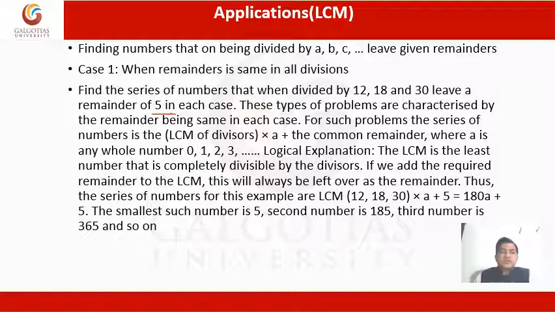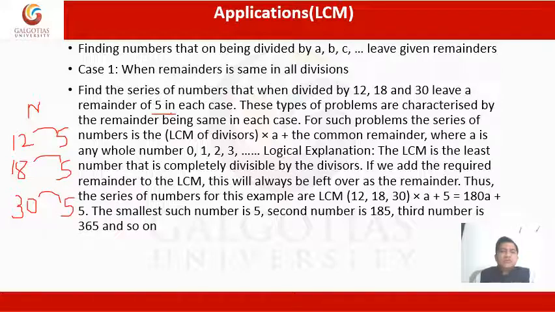The question is, there is a number n. When you divide this number by 12, the remainder is 5. When you divide this number by 18, the remainder is 5. When you divide this number by 30, the remainder is 5. Correct. Now, let's look at the first minimum possible number which will be exactly divisible by 12, 18 and 30.